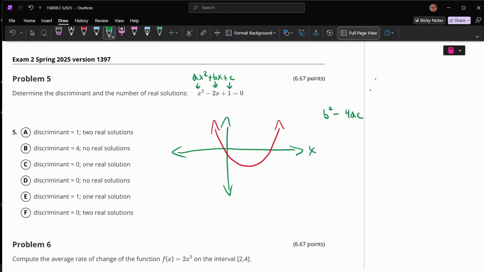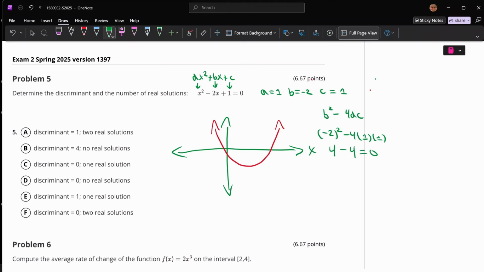So then we can plug that into our values, so I'll write it down. We have a equals 1, b equals -2, and c equals 1. Plugging that into the formula, you end up with (-2) squared minus 4 times 1 times 1. And when you simplify that, you end up with 4 minus 4, which gives us 0.